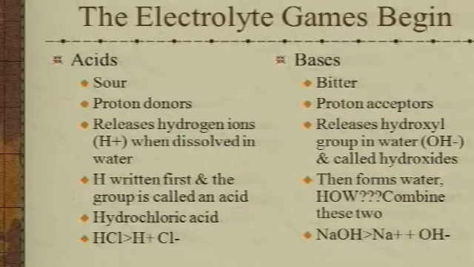So hydrochloric acid will be written as HCl. That would dissociate into a hydrogen ion with a positive charge and a chlorine ion with a negative charge. Okay? So acids are sour, proton donors. They will release hydrogen ions when dissolved in water. An example would be hydrochloric acid.